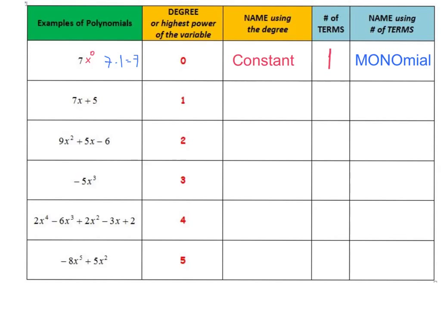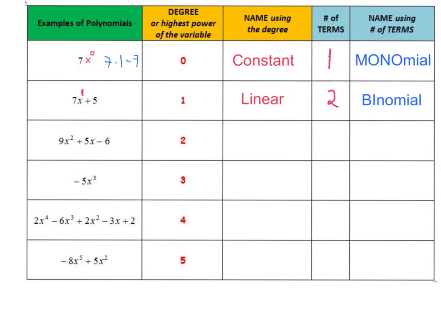Okay, let's take a look at the second example, 7x plus 5. What would be the degree? It's 1. How come? Because the variable has an invisible one as the first power there. Therefore, the name we're going to use for this one will be linear. So this one is a linear polynomial. It has two terms. And because it has two terms, we'll call it binomial. Like bicycle, it has two wheels, so bi, right? That's a prefix. Mono means 1, bi means 2.